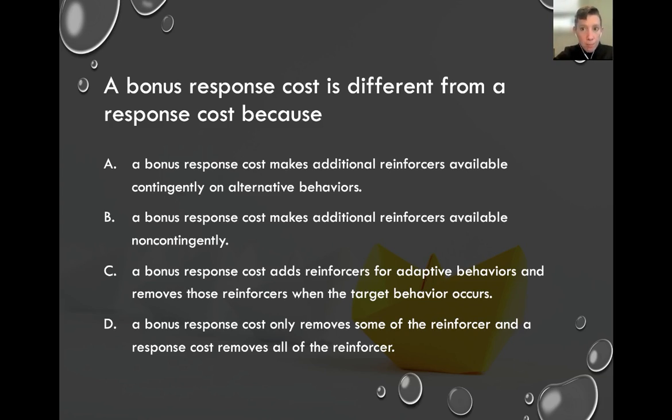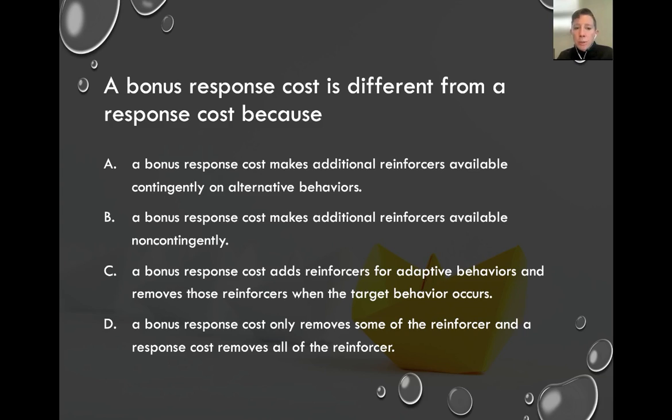So they don't have to earn them. Non contingently means it isn't contingent on any behavior. And then they are removed when the person does certain behaviors. So looking at our answers, A, a bonus response cost makes additional reinforcers available contingently. That's the opposite of the definition, right? It's not contingent on alternative behaviors. It's not contingent on pleasant behaviors. It is non contingent. It is given no matter what.